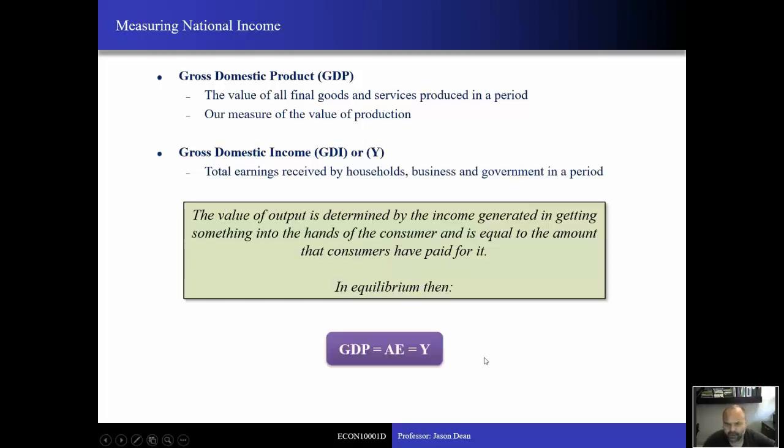So in equilibrium then, we will say that the gross domestic product, which is the value of production, is equal to aggregate expenditures, which is also equal to income. So again, this is what we've already talked about before, those three things that are equal to each other. Production, expenditures, and income. We just have some different notation here. So gross domestic product is, as we say up here, the total value of all final goods and services produced in a period. So that's the total production. So that's what gross domestic product is. And aggregate expenditures is the amount spent, and income is denoted by Y.